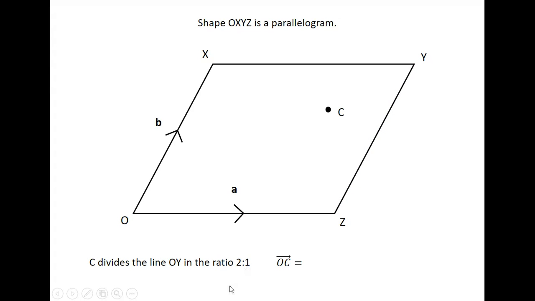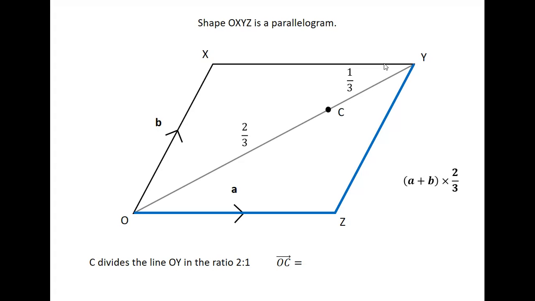Now, let's see what if we have ratio. So we have C, a point that divides the line OY in the ratio 2 to 1. Remember, writing them as fractions is very useful. So O to C is 2 over 3 because that's 2 plus 1, which gives you 3. It forms the denominator. And OC is 2/3 of OY. So that'll be 2/3 of A plus B, which can be written as 2 over 3 A plus 2 over 3 B.